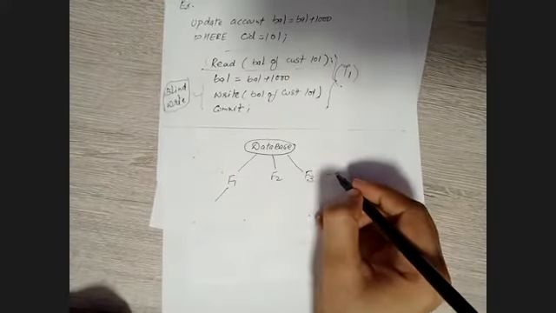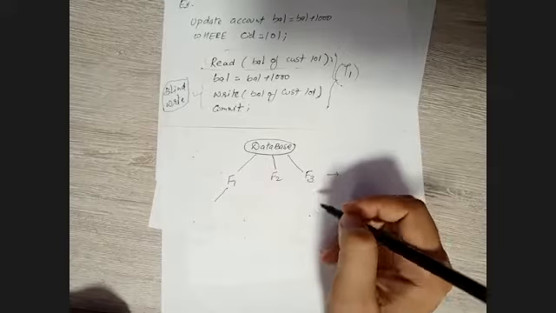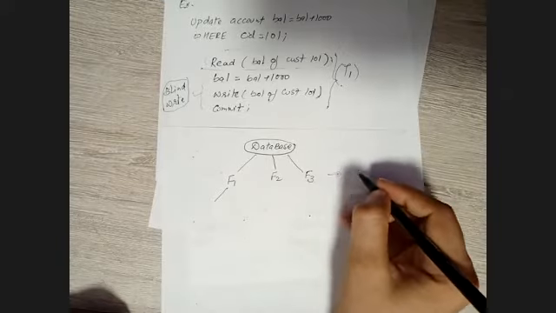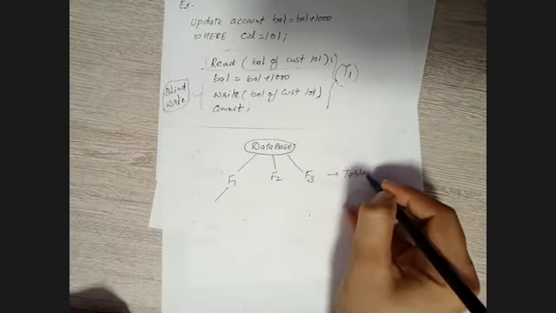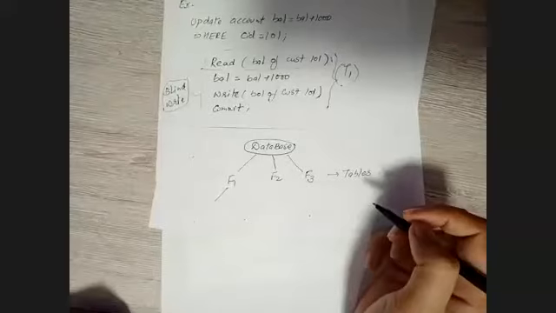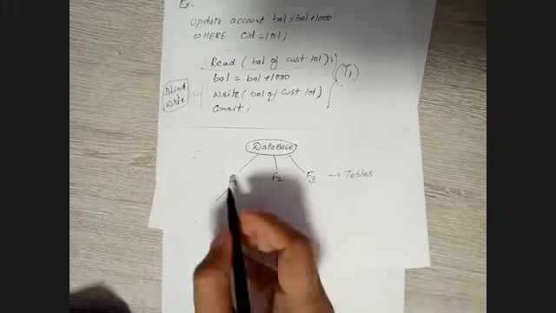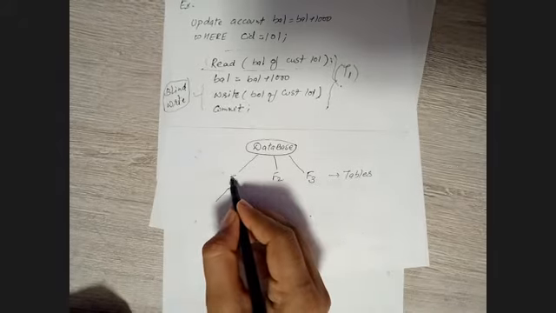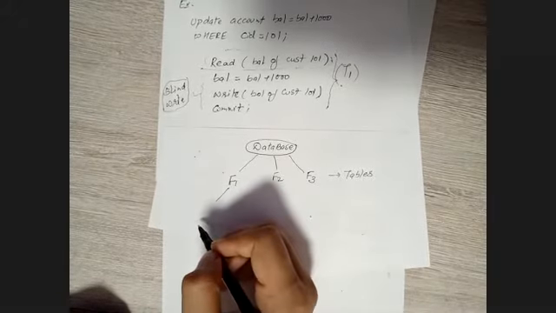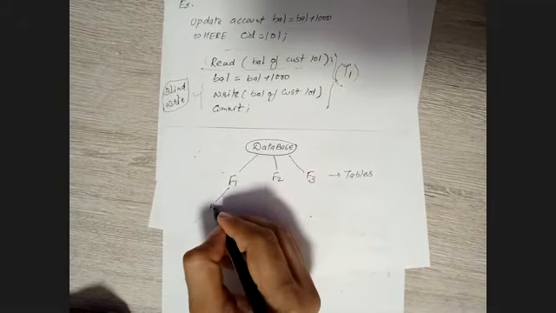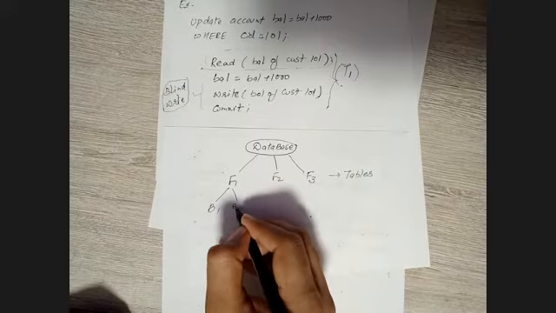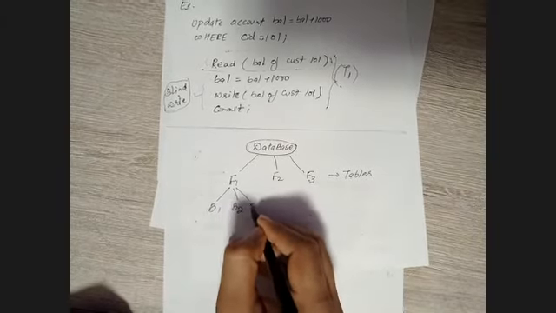If you understand how data is stored in files, it is stored in the form of tables. We have CSV files, we have TXT files. The data is stored in the form of tables, that is structured data in the file. If we go inside the more detailed design of your files, we have different blocks, multiple blocks. Let's say B1, B2, B3.